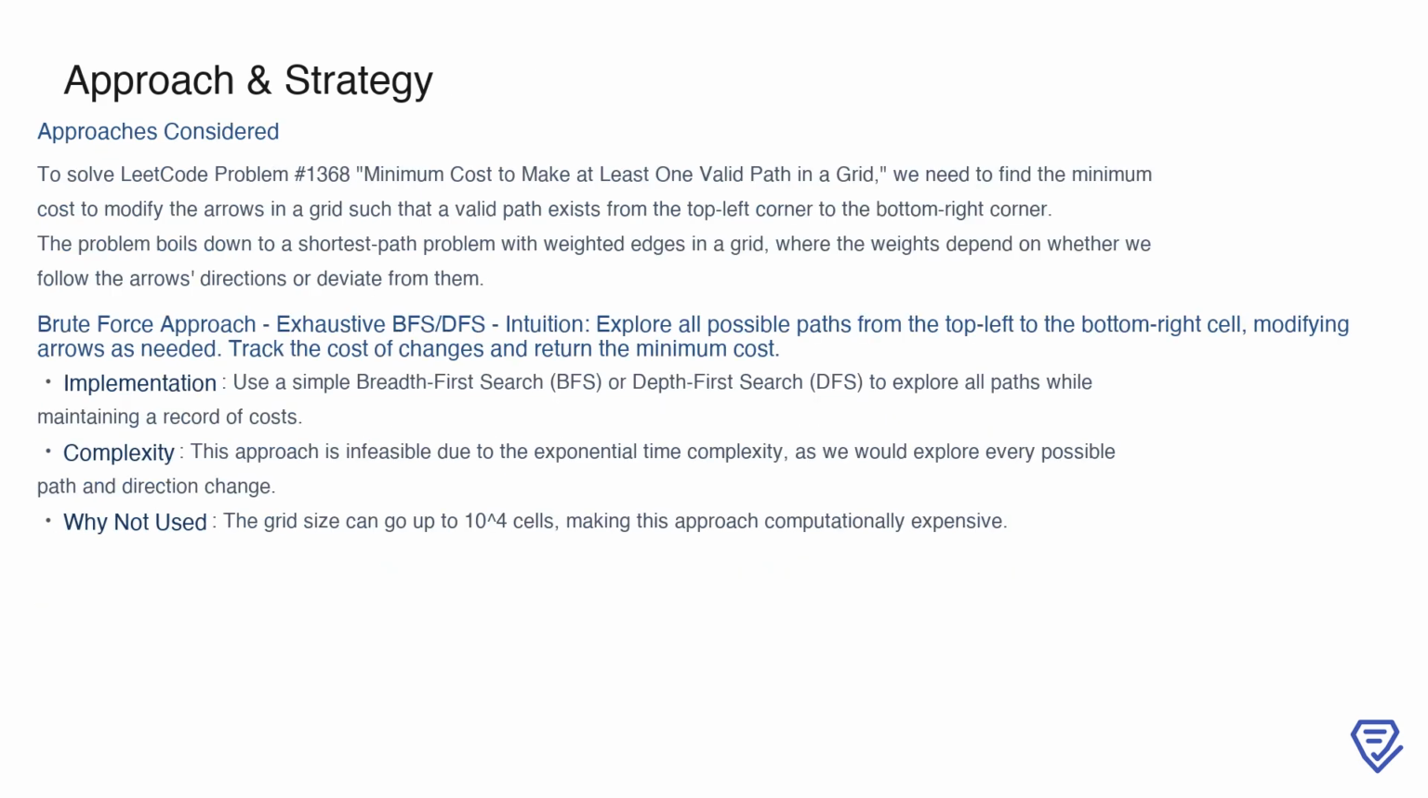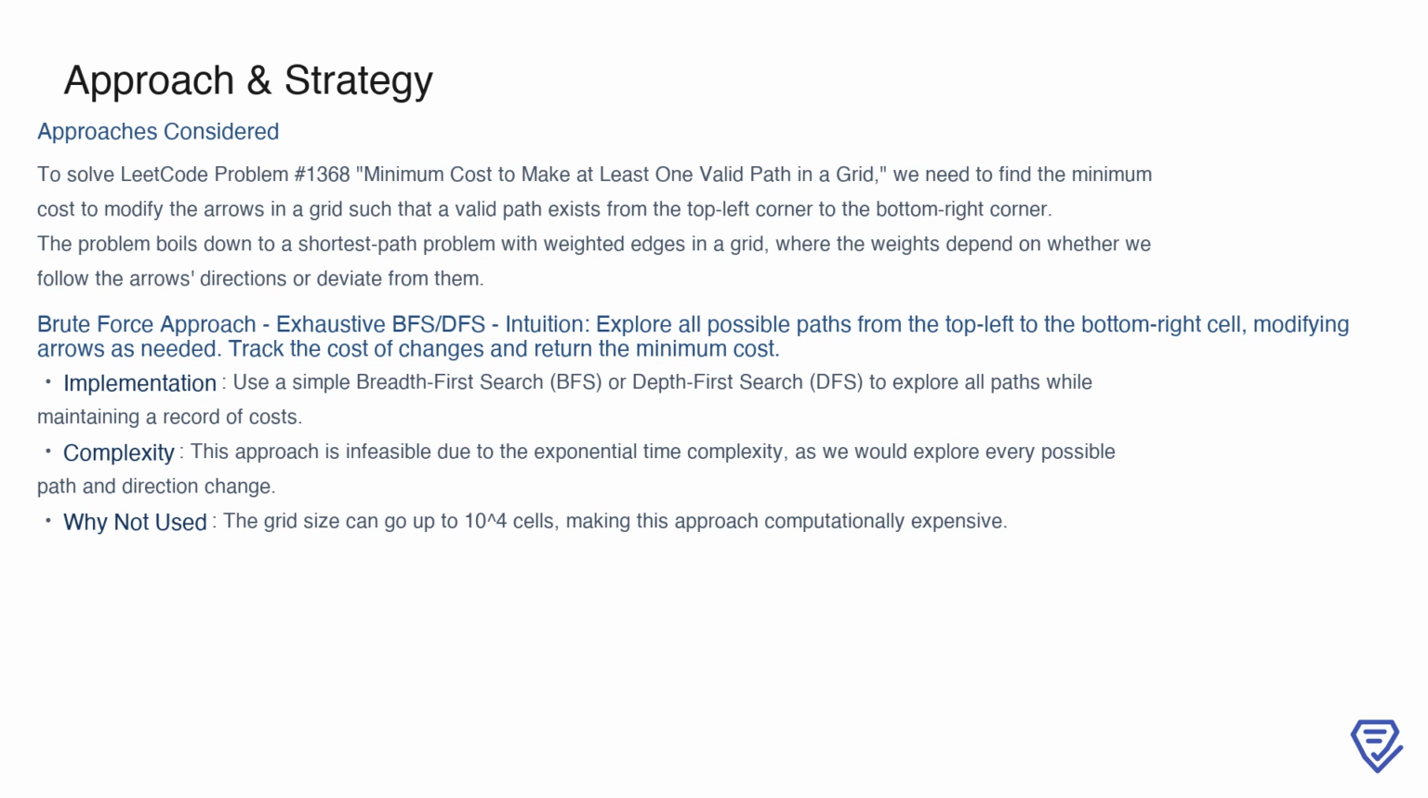To solve this problem, our goal is to determine the minimum cost needed to modify the arrows in a grid so that there exists at least one valid path from the top left corner to the bottom right corner. This can be framed as a shortest path problem with weighted edges, where the weights depend on whether we follow the arrow's directions or deviate from them.